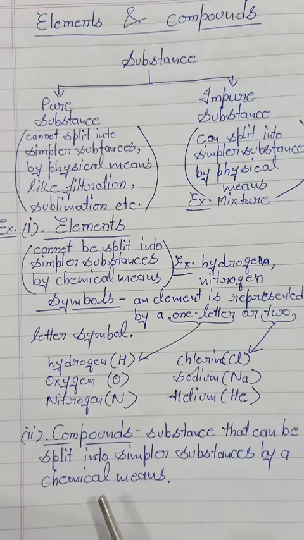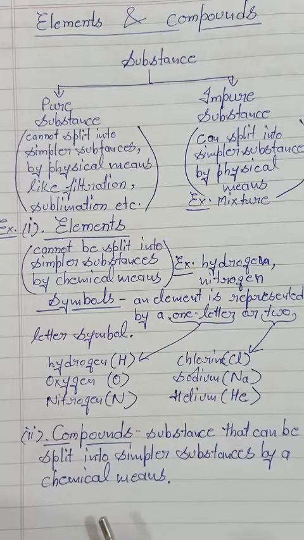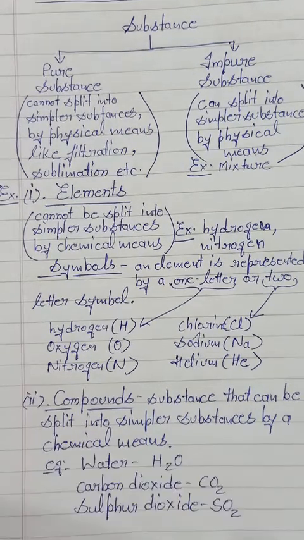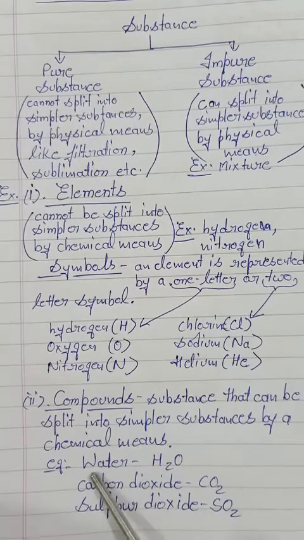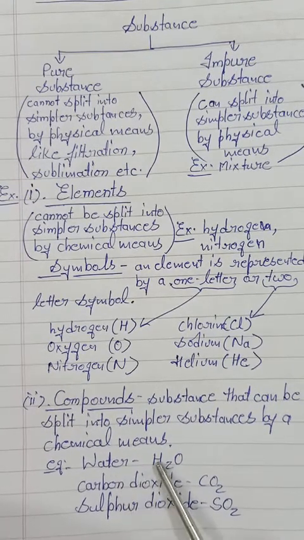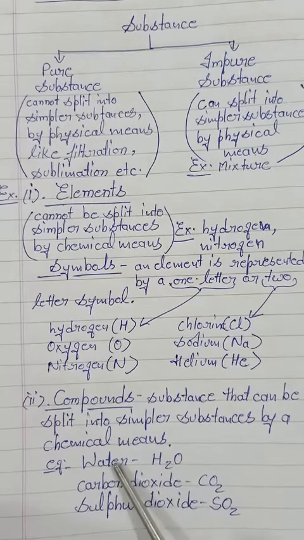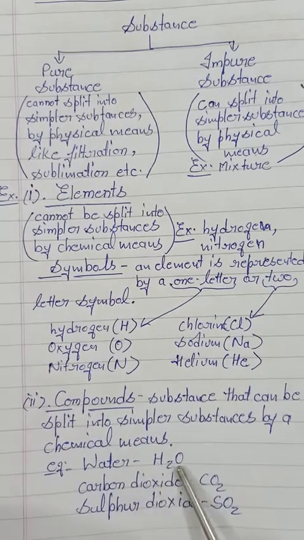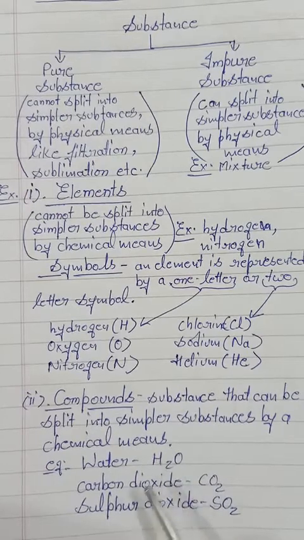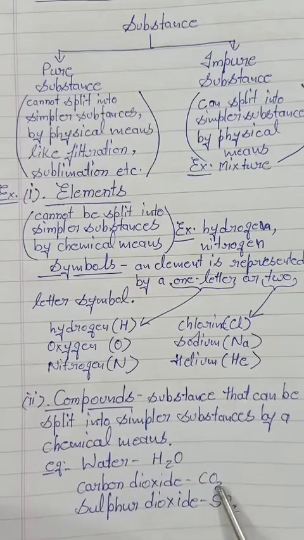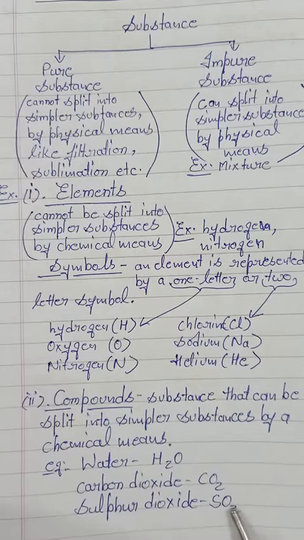A compound is formed by the combination of two or more elements, such as water. Water is a combination of hydrogen and oxygen. Both are elements. So water is a compound formed by the combination of two elements. Carbon dioxide is carbon and oxygen, sulfur dioxide is sulfur and oxygen.